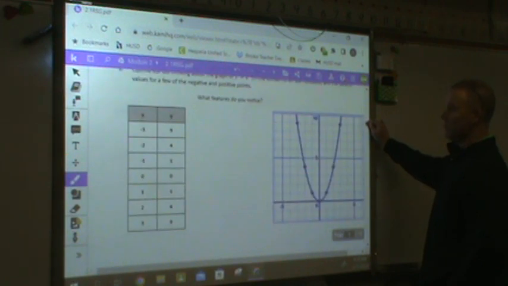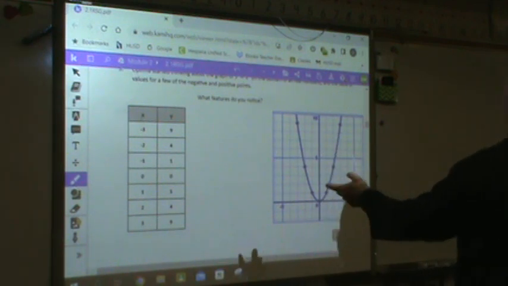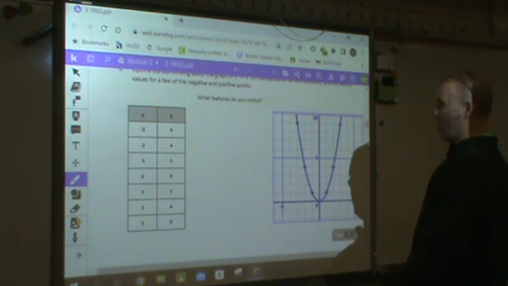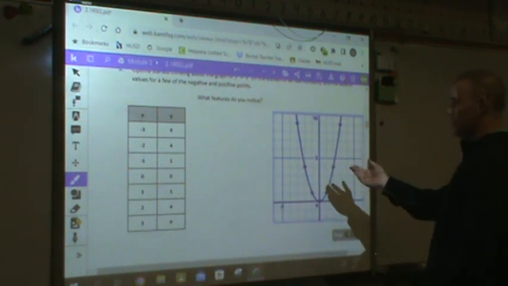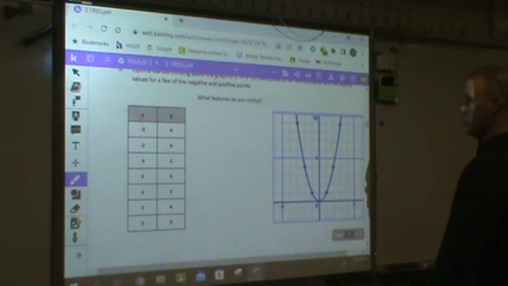I had issues with this yesterday. Optimist stated that she's going to graph y equals x and do a little compare and contrast here. What do we notice about what's going on? All we're doing is comparing the table with the graph, right? So what features do you notice?